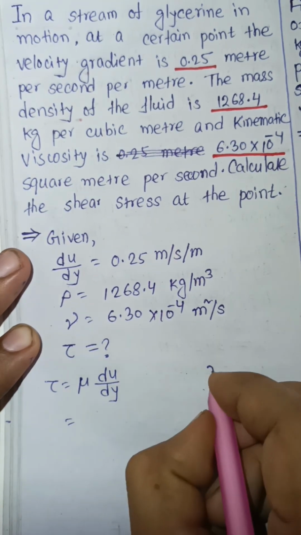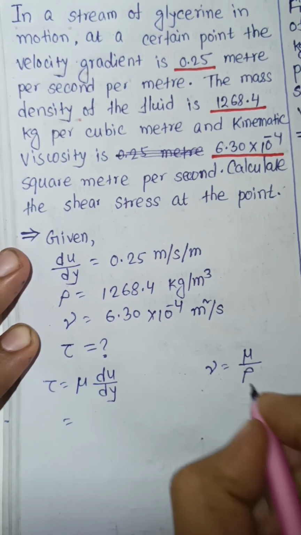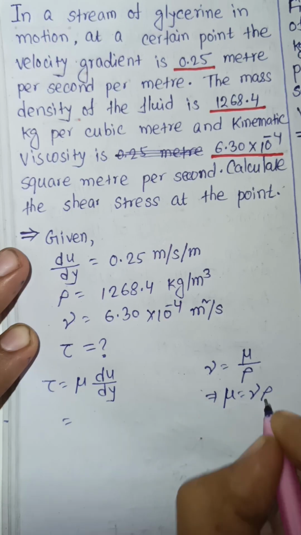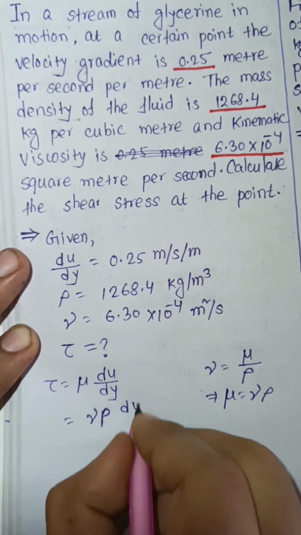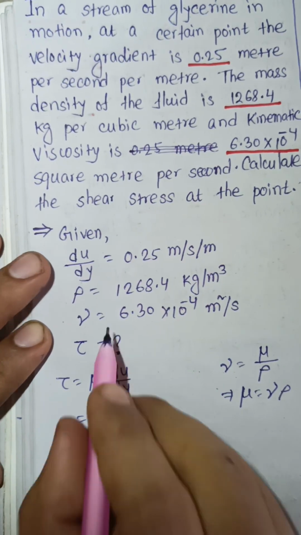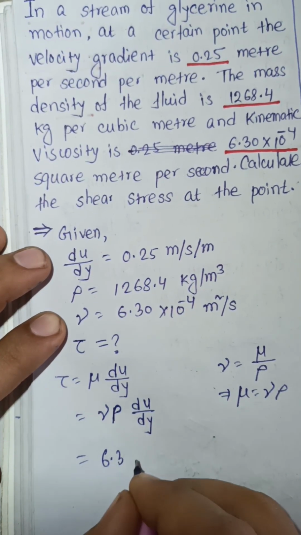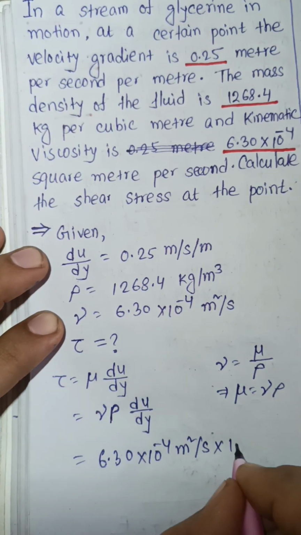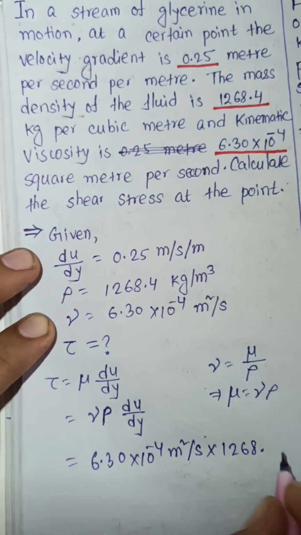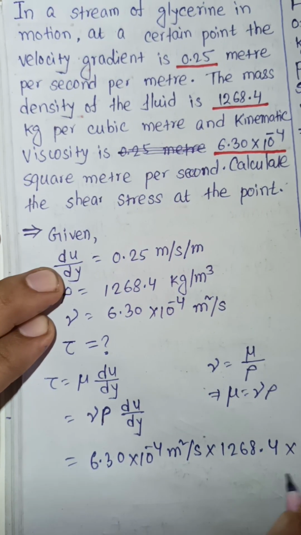But we know that nu is equal to mu by rho, that is a very important formula. So from here mu is equal to nu into rho. So put the value of mu here, nu into rho into du by dy. What is the value of nu? That is the kinematic viscosity, 6.30 × 10^-4 meter square per second. What is the value of density? That is 1268.4 into du by dy. What is given? That is equal to 0.25.